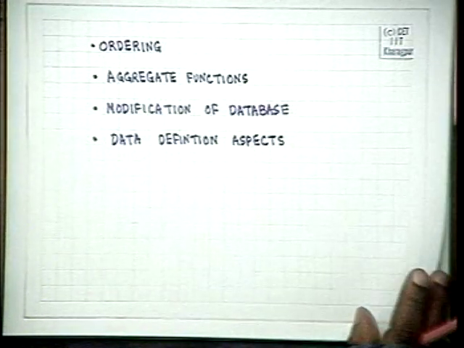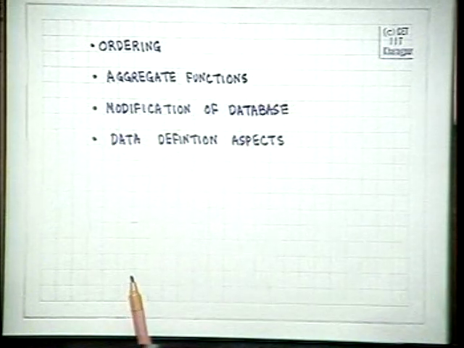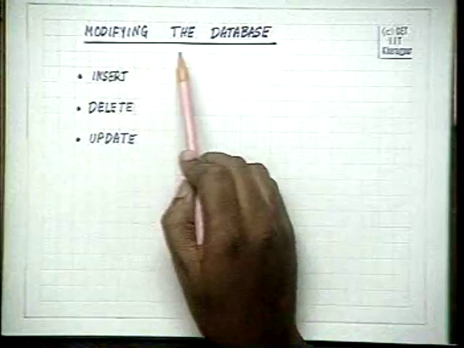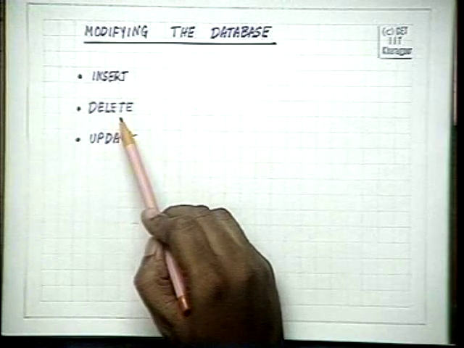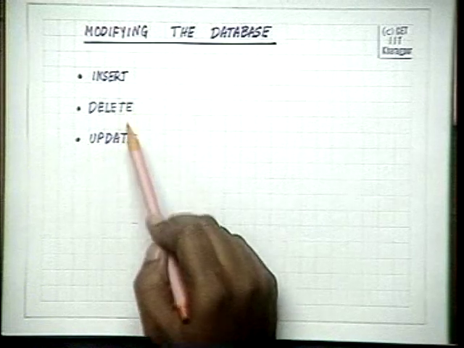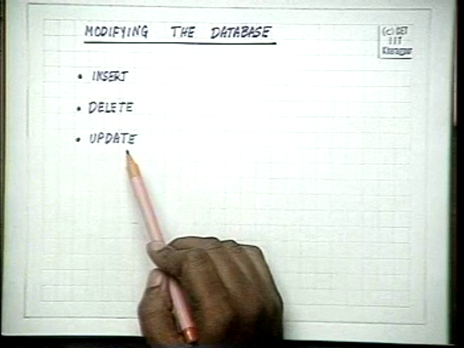So SQL provides us certain constructs by which we can do modification of the database. Among the modification operators provided by SQL, we have the insert operator, the delete operation, and the update operation. There are three types of operations provided, namely the insert operation, the delete operation, and the update operation.